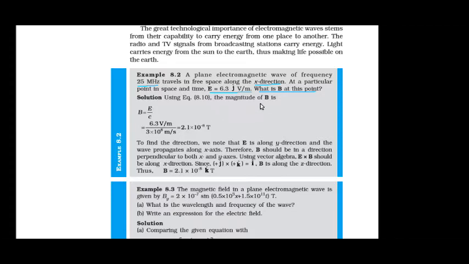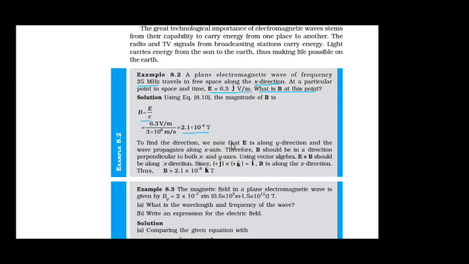8.10, the magnitude of B is equal to E upon C. You have to remember this. Put the value of E, which is given 6.3 volt per meter, and put the value of C, that is 3 into 10 to the power 8 meter per second. After solving it, we get 2.1 into 10 to the power minus 8 Tesla.